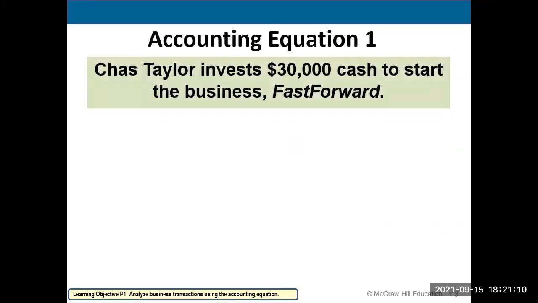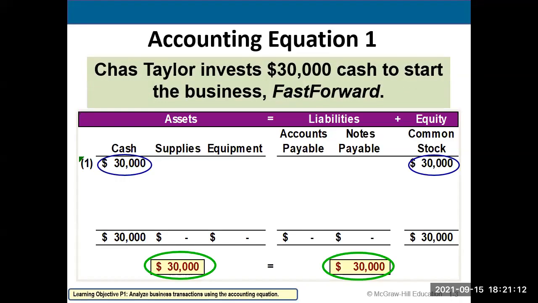How will that impact the accounting equation? We'll see that our assets will go up, or increase, by 30,000, and our common stock, which is part of our equity, will go up by 30,000. So recognize that with each transaction, this accounting equation has to stay in balance. Assets on one side and liabilities plus equity on the other has to always be in balance.